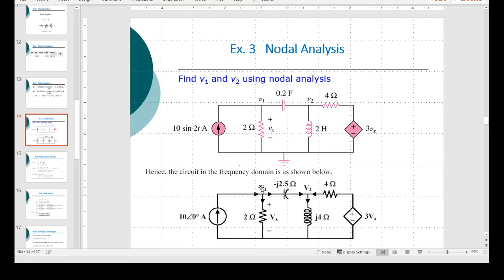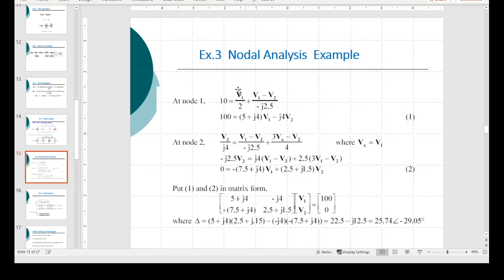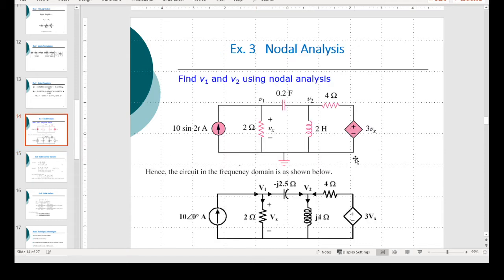So that current is V1 less V2 divided by that. This one is simply V1 divided by 2, which is what we have here. And the second stage is simply simplifying that, grouping like terms in V1, just to make it neat. And we do the same for the second node.